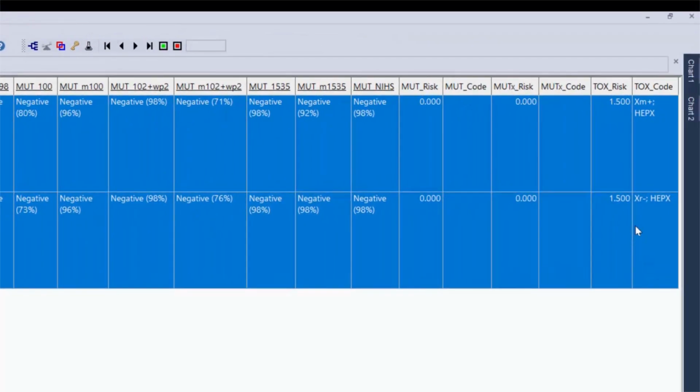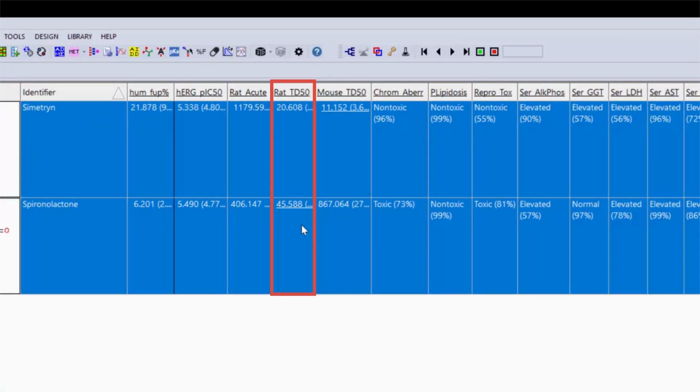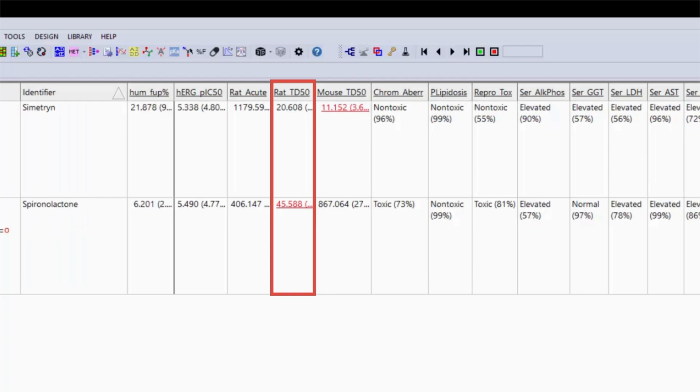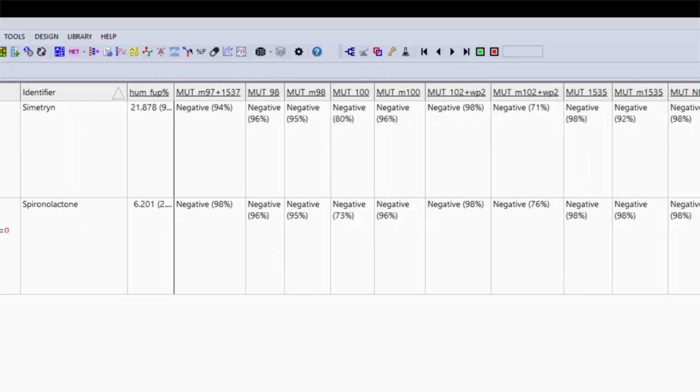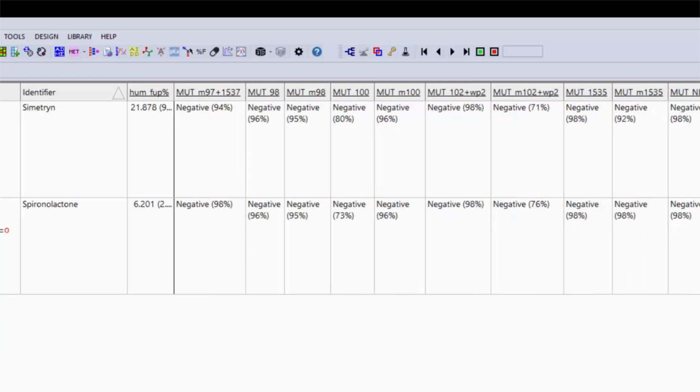Then for this compound here, the rat TD50 is out of scope. You see it's underlined in red, so that's out of scope, but it's above the cutoff. For rat TD50, 2.5 to 5, it's above 5. So it normally wouldn't have a penalty, but since it's out of scope, we're going to give it a 0.5 penalty for that particular molecule.